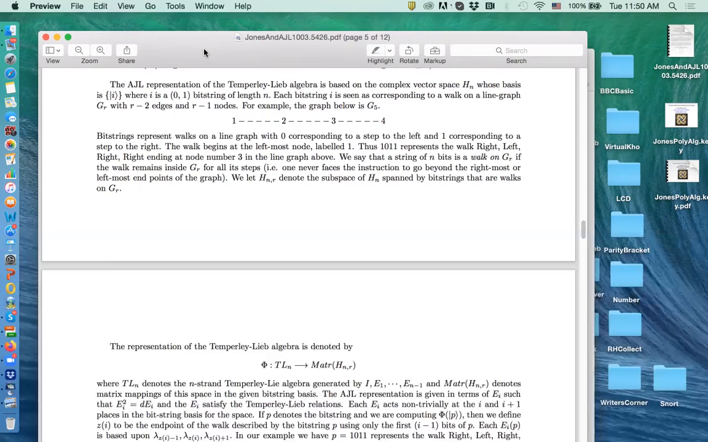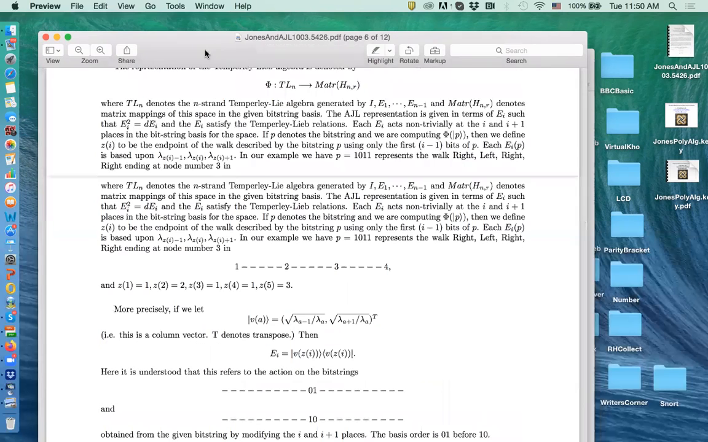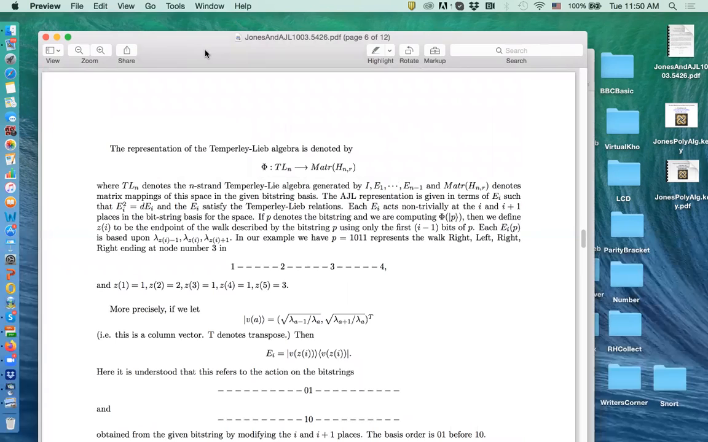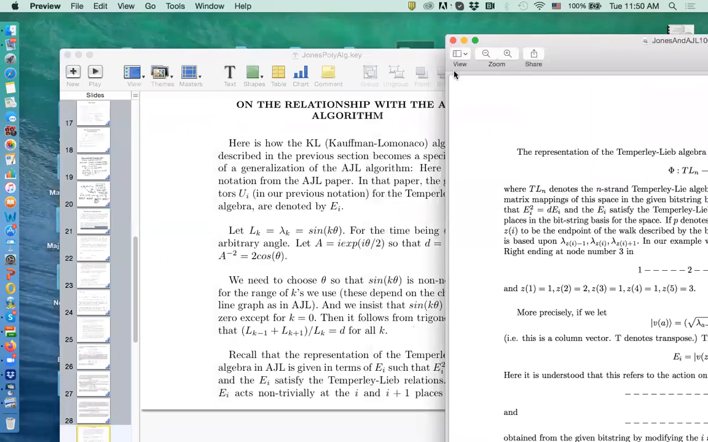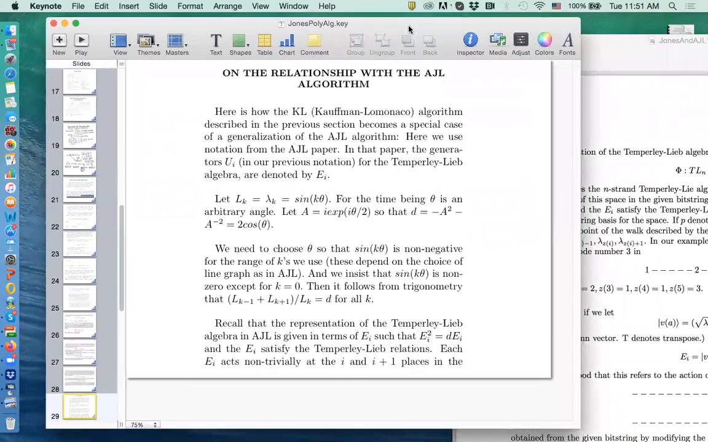So a string of n bits is a walk on G_R if the walk remains inside of G_R for all its steps. And we let H_{n,R} denote the subspace of H_n spanned by the bit strings that are walks on the G_R. And they give a representation of the Temperley-Lieb algebra into matrices related to H_{n,R}. And they're going to do it in a way that, if you look at it carefully, you will see that it actually does generalize what I was telling you.